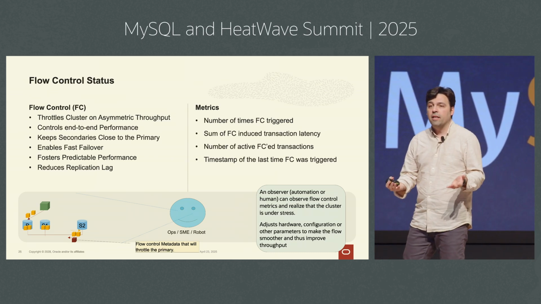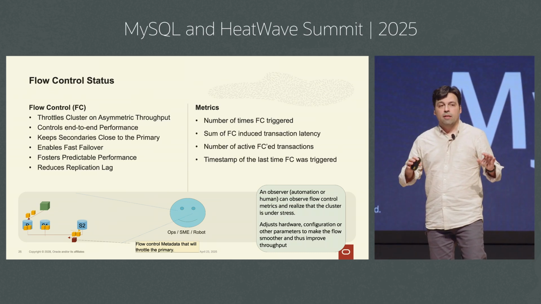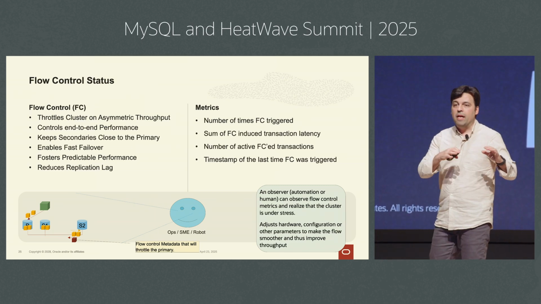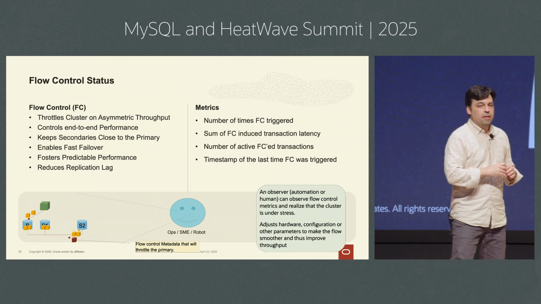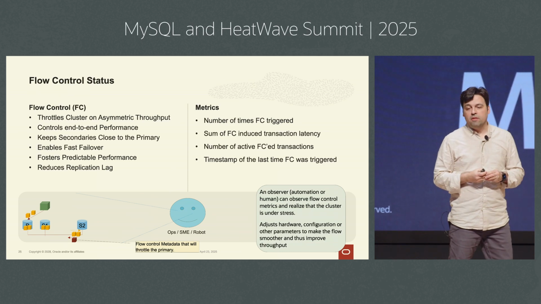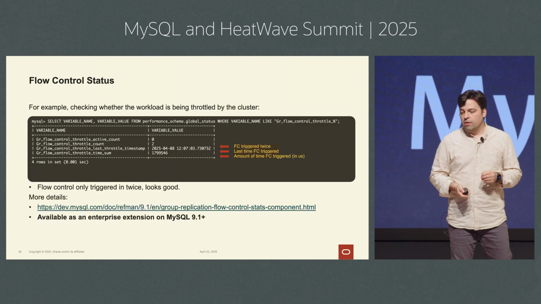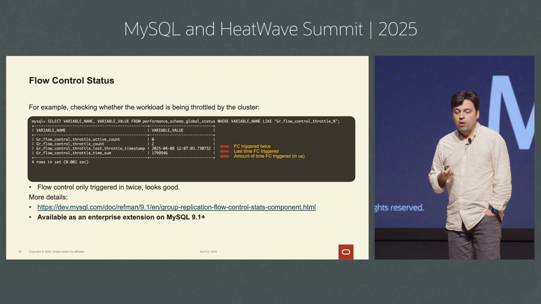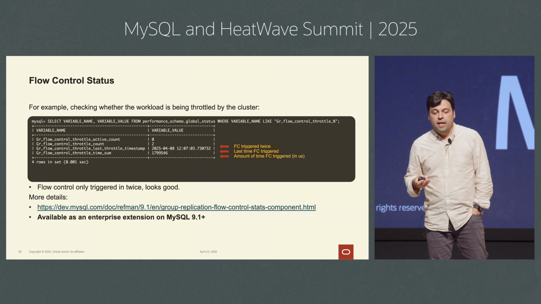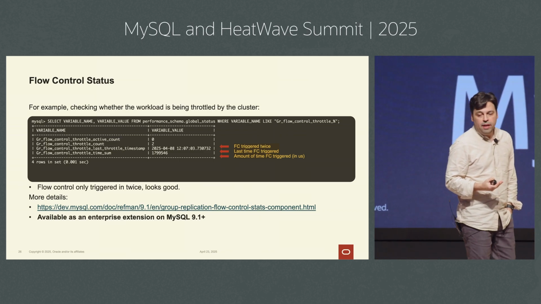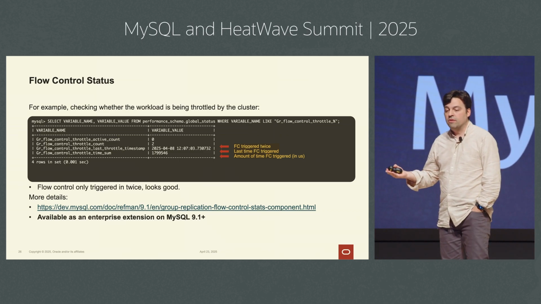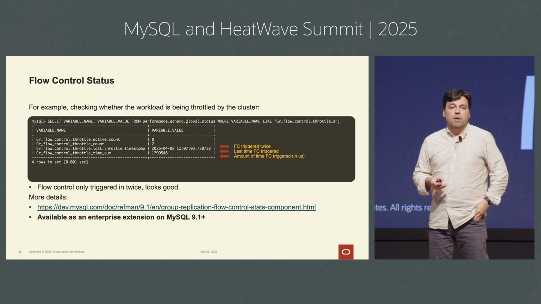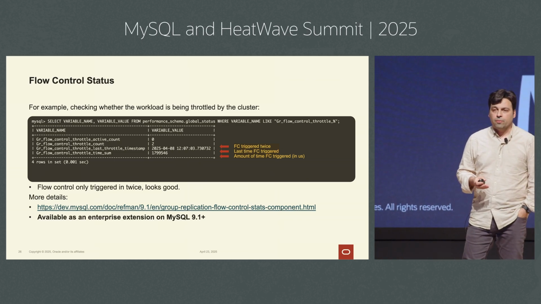So flow control takes care of not letting the cluster run imbalanced, right, in terms of where the different instances are in time with respect to the replication load. In this case, we can see that flow control was activated. It throttled twice. The last time it throttled was at this point in time, and this was more or less the amount of time that it throttled the system.